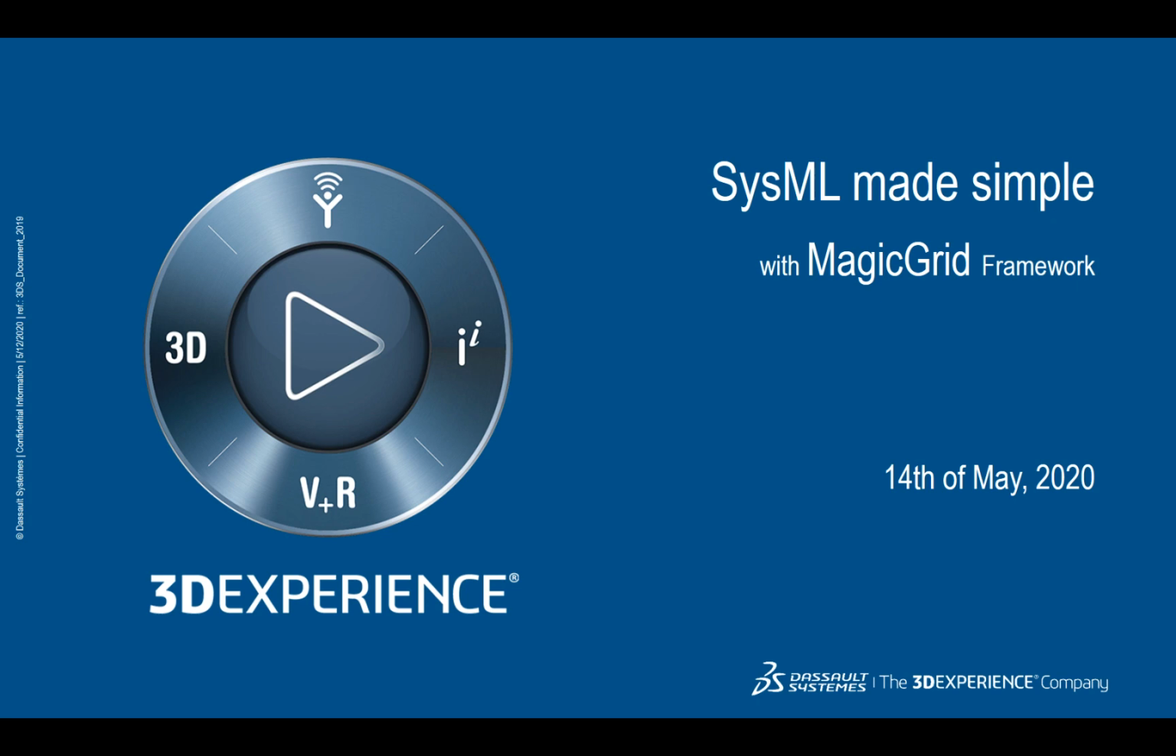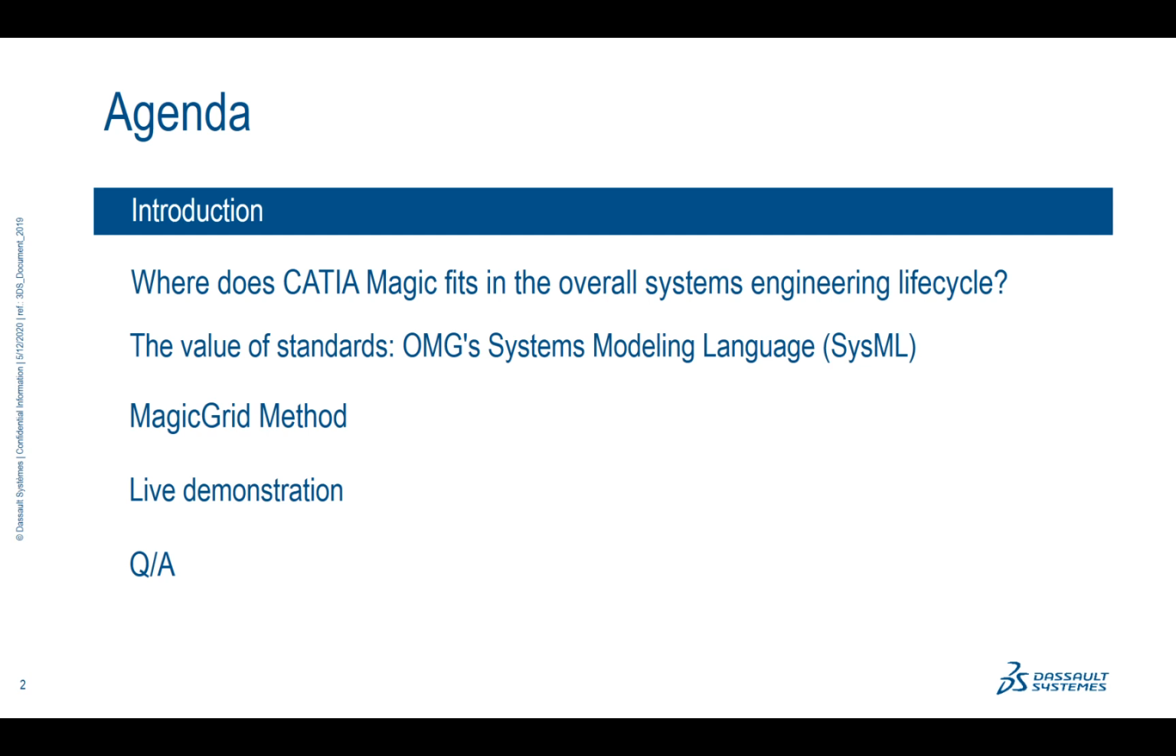During the webinar, we will cover the following topics. Where does CATIA Magic fit in the overall systems engineering lifecycle? The value of standards, OMG Systems Modeling Language, SysML, MagicGrid Method, live demonstration session, and questions and answers time. For your information, questions in written form can be provided during the whole session. You can type them in the questions pane on the webinar panel.